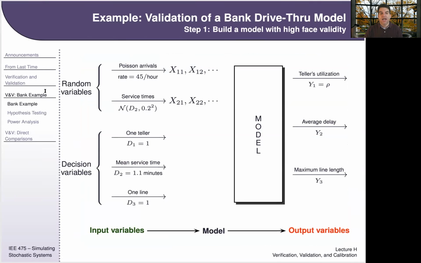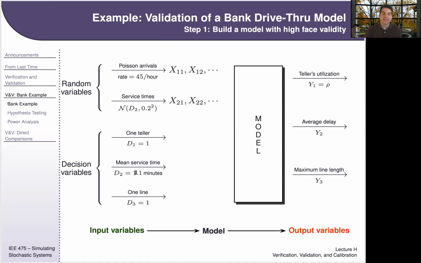The model is here. I had to come up with my random variables. This is like your input modeling report. All the things on the left here are the things that I want you to put in your input modeling report. Which random variables are you going to need to model as inputs? What are the decision variables that you're going to put into the system to experiment with? So I say, well, my arrivals are Poisson counting process arrivals. My service times, maybe they're normally distributed. My decision variables, I'm going to only have one teller.